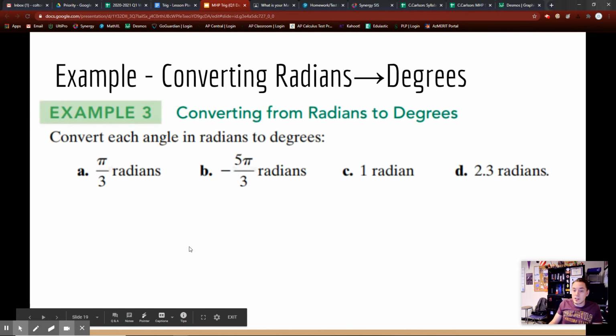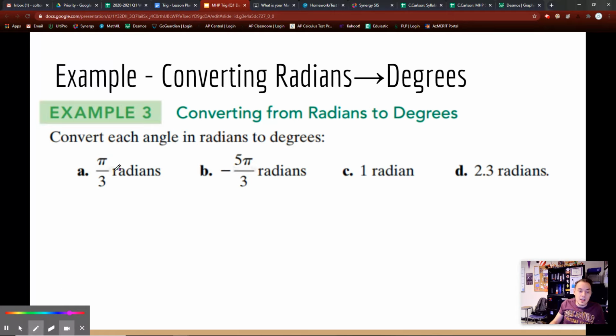All right, now we did degrees to radians. What if I want to do radians to degrees? Let's hit it. So if I want to do radians to degrees, I just flip it. So instead of doing pi all over 180 degrees, I want to do 180 all over pi.